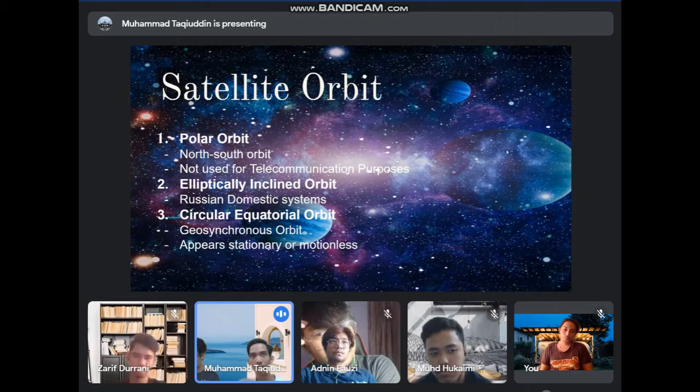So next is our elliptically inclined orbit. This movement is only used in Russian domestic systems. Next is our circular equatorial orbit. This orbit is used in geosynchronous orbit, or most of our telecommunication orbit, and it usually appears stationary or motionless when it is in space.